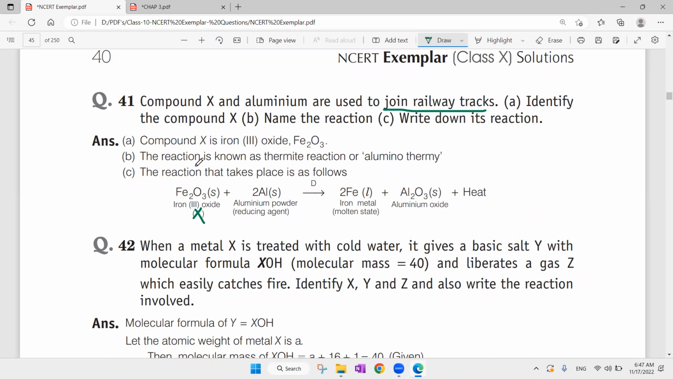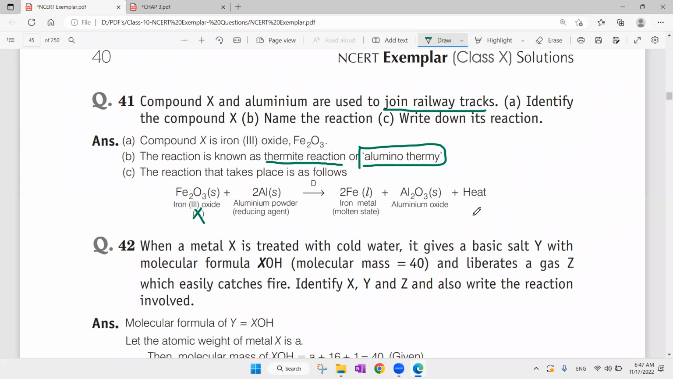Name the reaction. The reaction is known as thermit reaction or aluminothermy. This word is not there in the textbook, no need to write, but it is extra information from NCERT Exemplar. So thermit reaction, until here it is enough, and try to underline this. Write down its reaction. So its reaction: Fe2O3 plus Al gives rise to Fe plus Al2O3 plus heat.